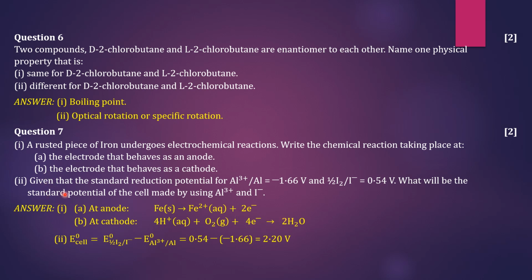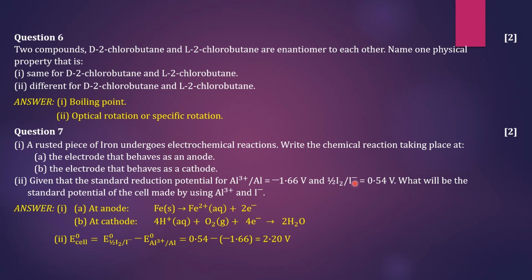Now the next question is: given the standard reduction potentials for the aluminum system and the iodine system, what will be the standard potential of the cell made by these? From the two reduction potentials, you can see it is greater for iodine, because when we compare reduction potentials, we have to consider the sign also. So plus 0.54 is obviously greater than minus 1.66. The one having the higher reduction potential will be reduced, and reduction takes place at the cathode.